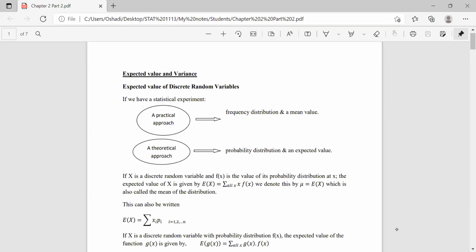So if x is a discrete random variable and fx is the value of its probability distribution at x, the expected value of x is given by, and we denote the expected value using the notation capital EX. It is the summation of all x into fx values, where fx means the probability distribution. We normally denote this by mu. Mu is the expected value of x, which is also called the mean of the distribution. So it is the mean of the probability distribution. In the theoretical approach, we deal with probability distributions, and the mean of the probability distribution is called the expected value.